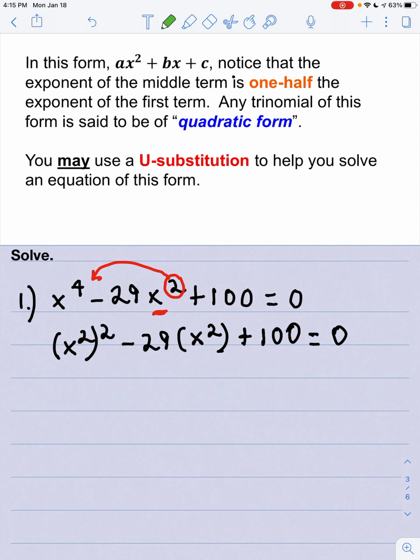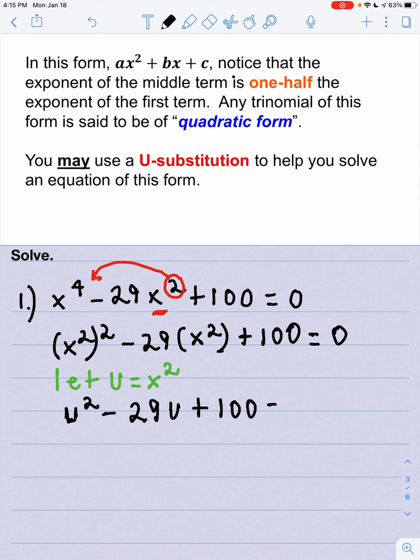And x squared is going to be what I let u equal. And what I'm going to do is replace x squared with u. So this equation becomes u squared minus 29u plus 100 equals 0. What you should notice at this point is that our equation now looks like a quadratic, which means we can use normal, standard, reverse FOIL factoring techniques.